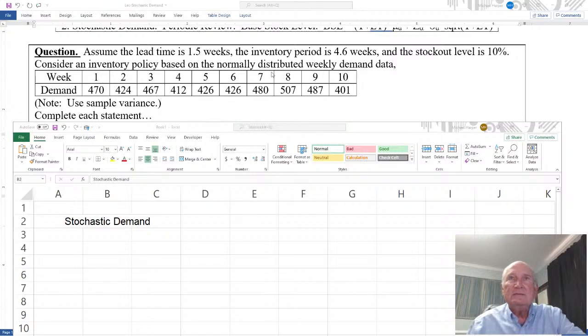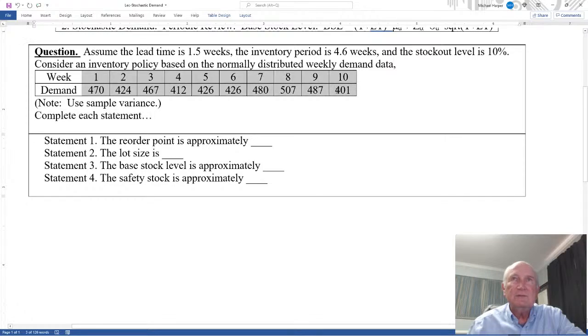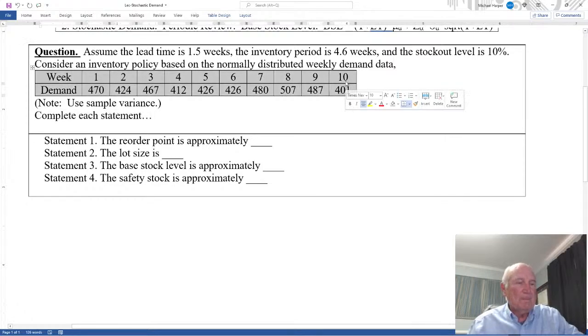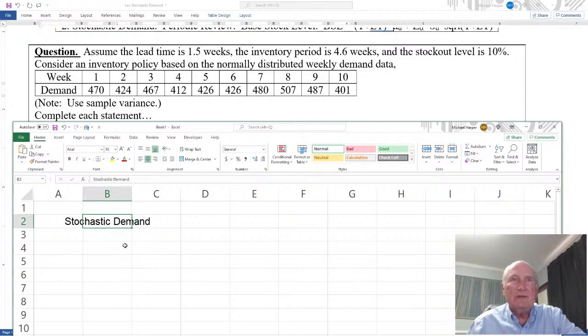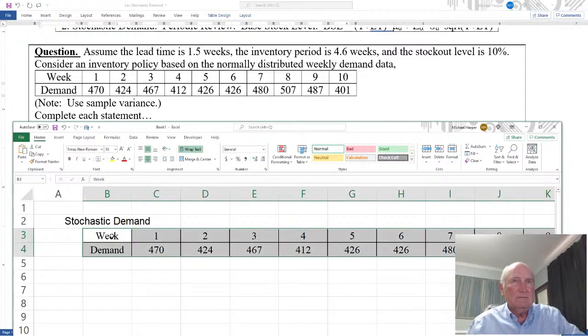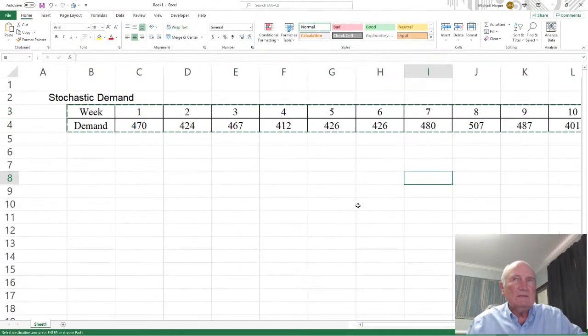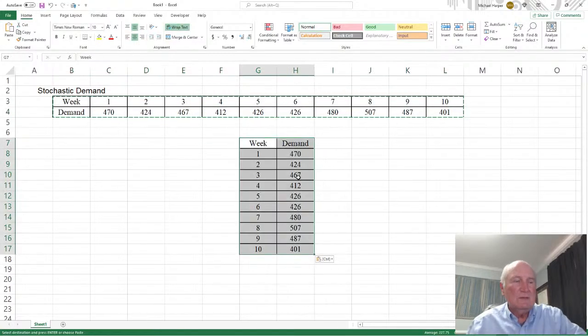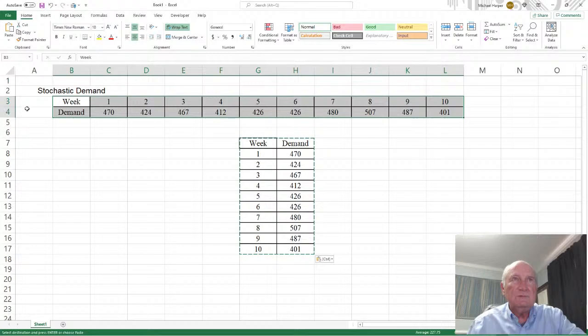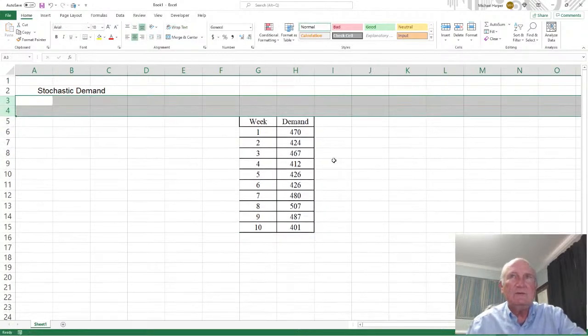For the demand here, let's take the demand first. Let's take all of this, Control C to copy it, bring our Excel back, and paste it here. Make sure it's numerical, and there it is. Let's make this a column vector, just transpose it. There we go, just to make this a little easier to deal with.